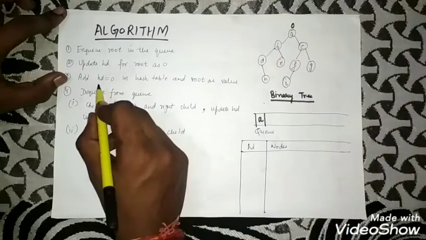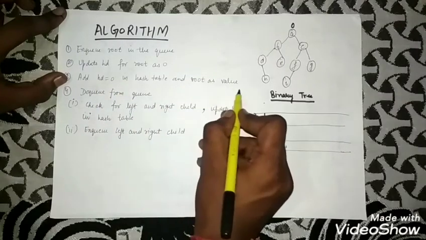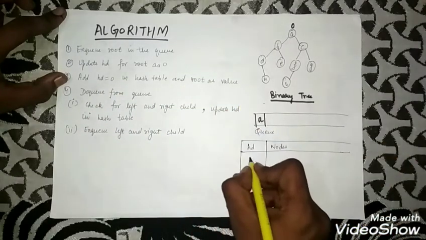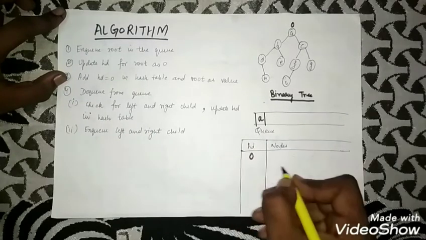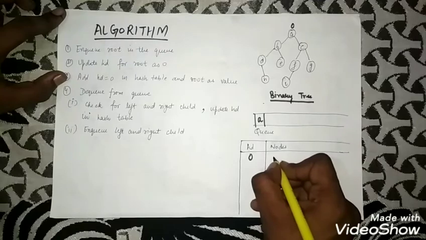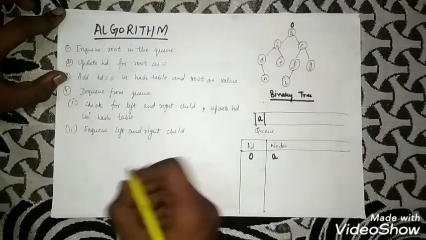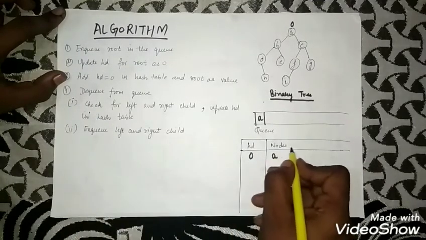The third step says add HD equal to 0 in the hash table and root as value. So I will add the horizontal distance for this root which is 0 in the hash table and I will add the node as well. So I add A here. So this is the key and this is the value.